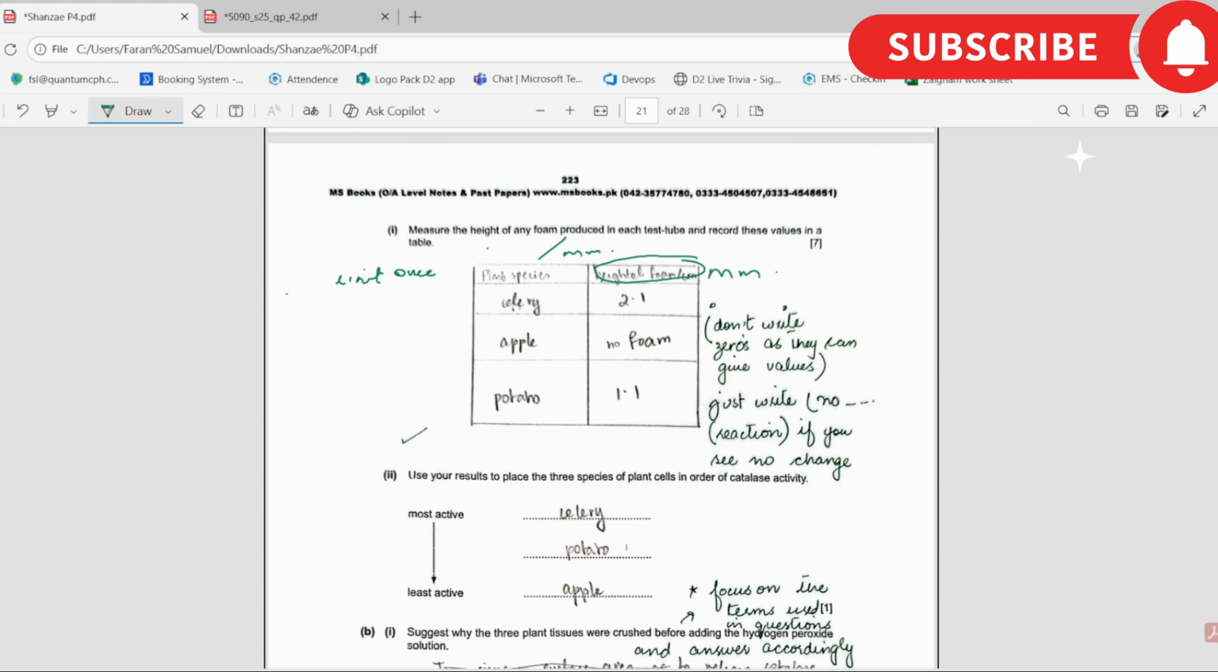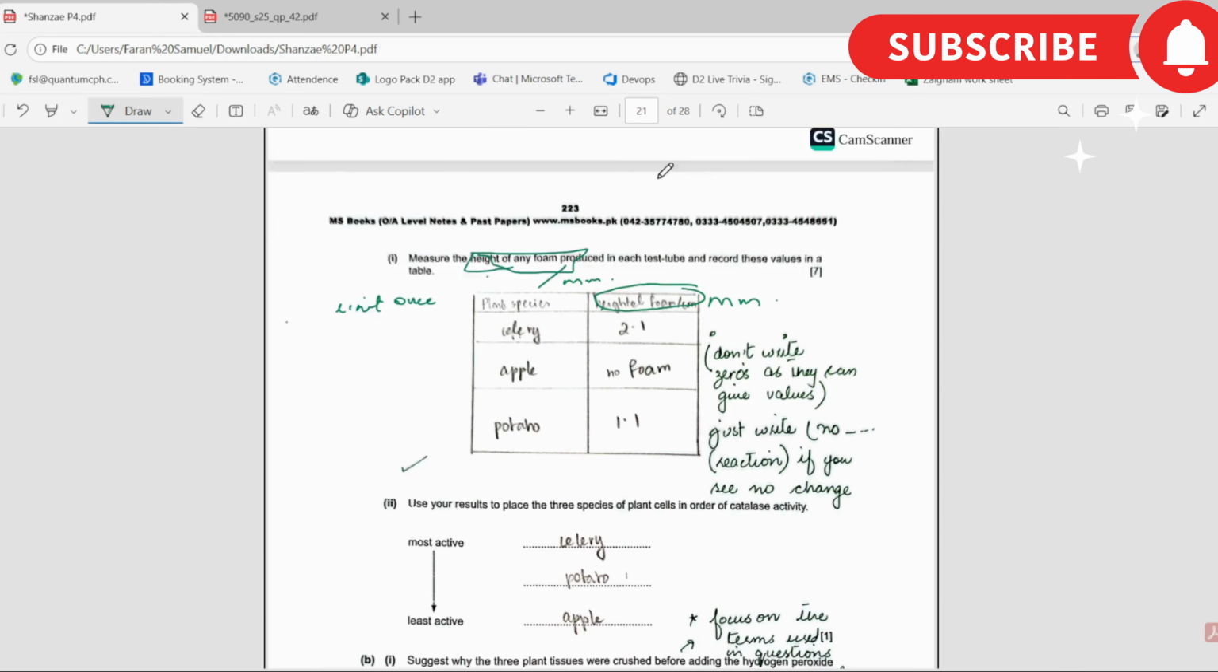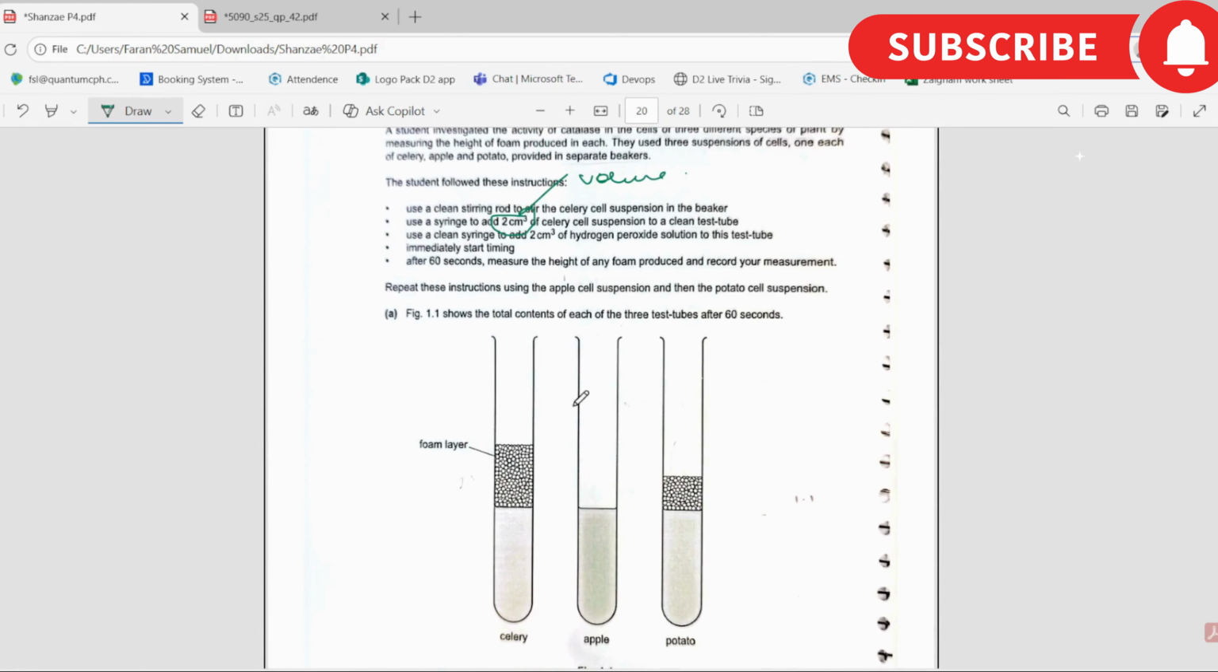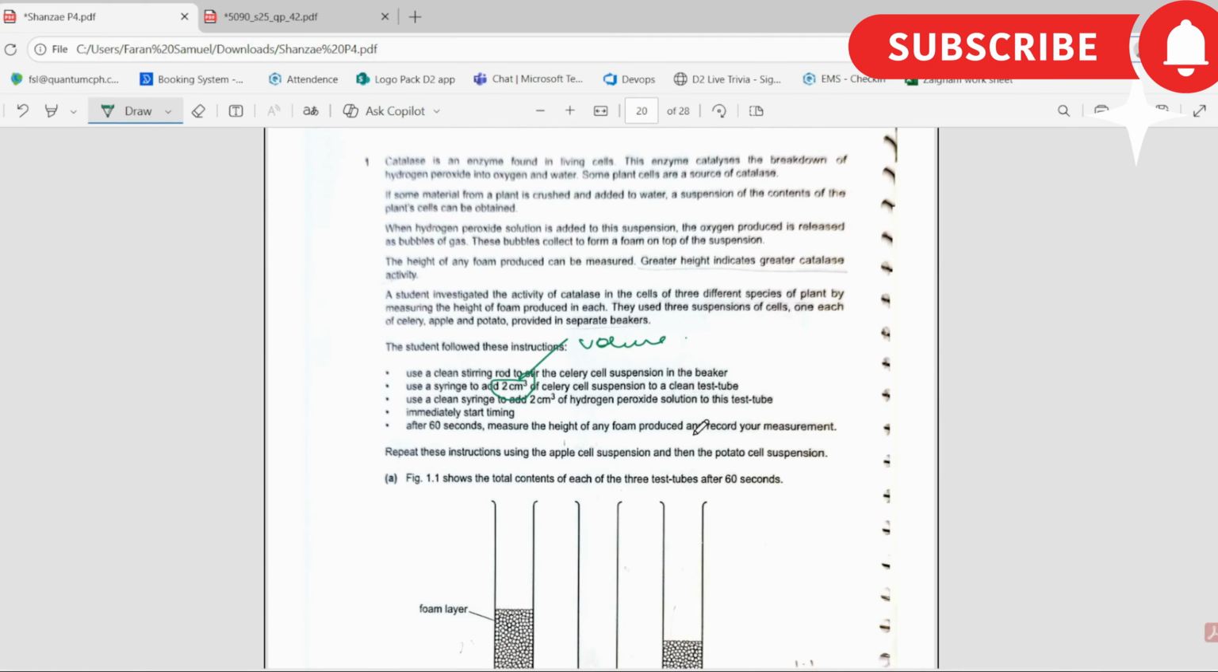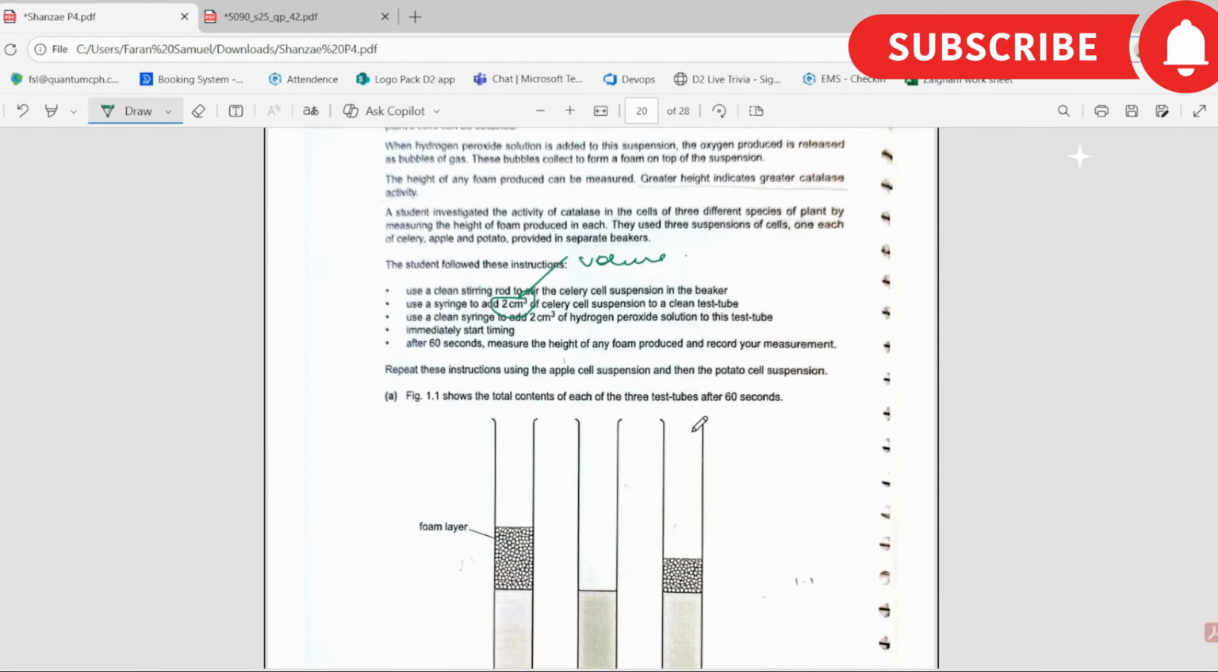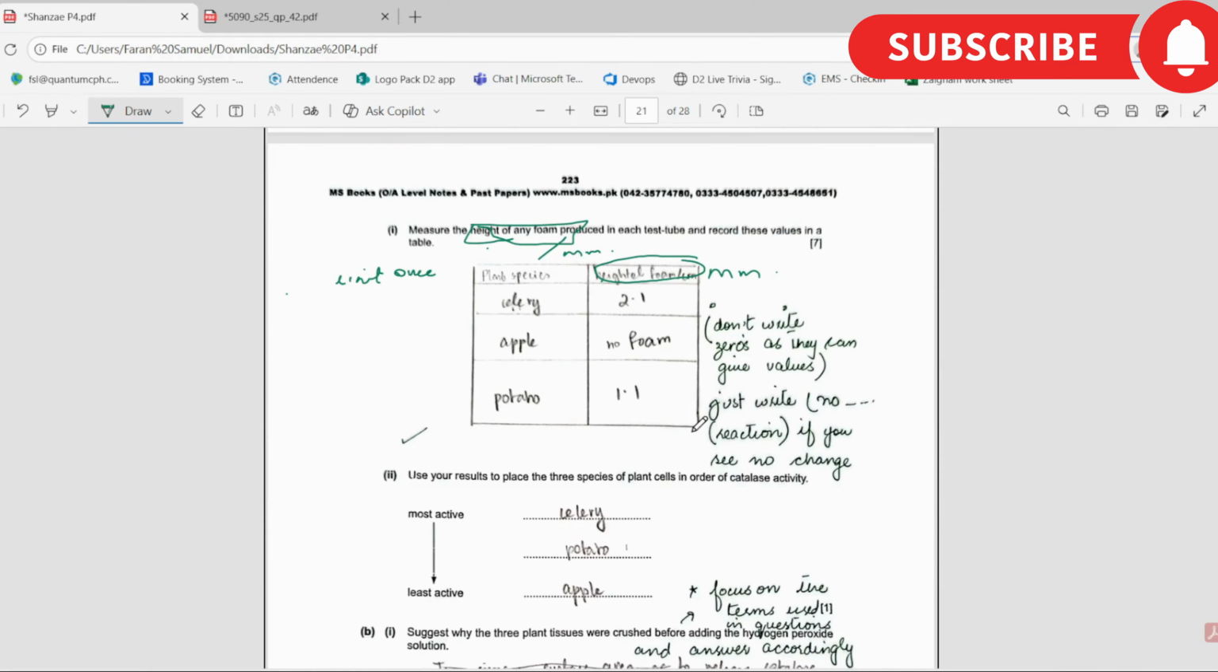Height of foam. It's written in the question. Look, height of foam, right? That's why she has written height of foam. And the plant species is given in the question. These are the plant species, right? So we write plant species and height of foam. Exactly. Oblique and then millimeter. You can use centimeter as well, but I would recommend using millimeter.